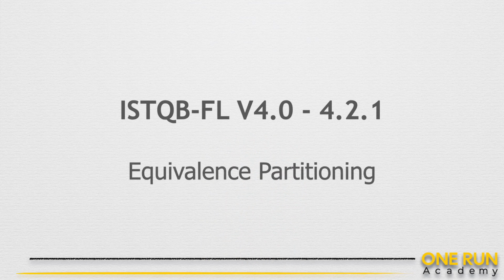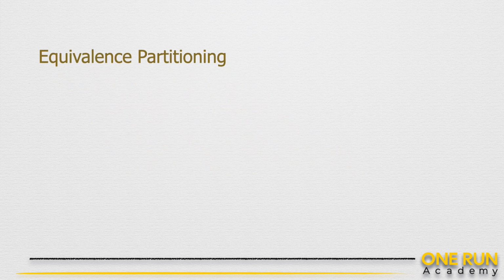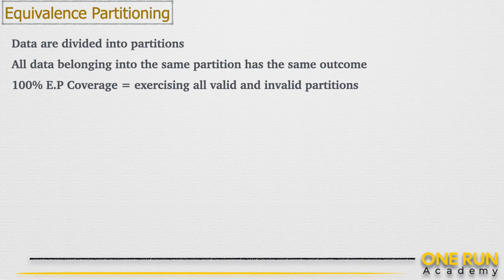Now let's take a look at the first black box test technique, which is equivalence partitioning, or EP for short. I guess this one won't take much of our time, as we encountered this test technique a couple of times already. So the concept behind EP is that data are divided into partitions, and all data within the same partition has the same outcome. So if a defect is present in one partition, it's supposed that exercising just one value from the partition will be enough to detect any issues.